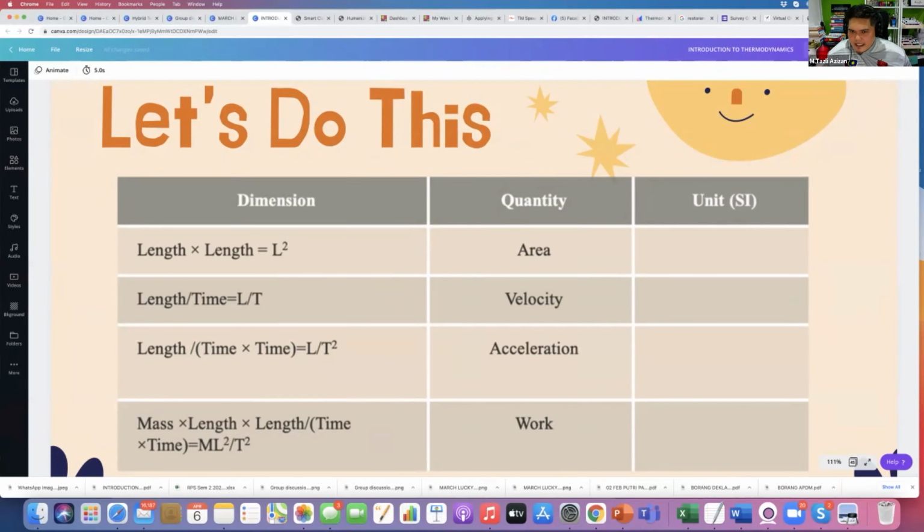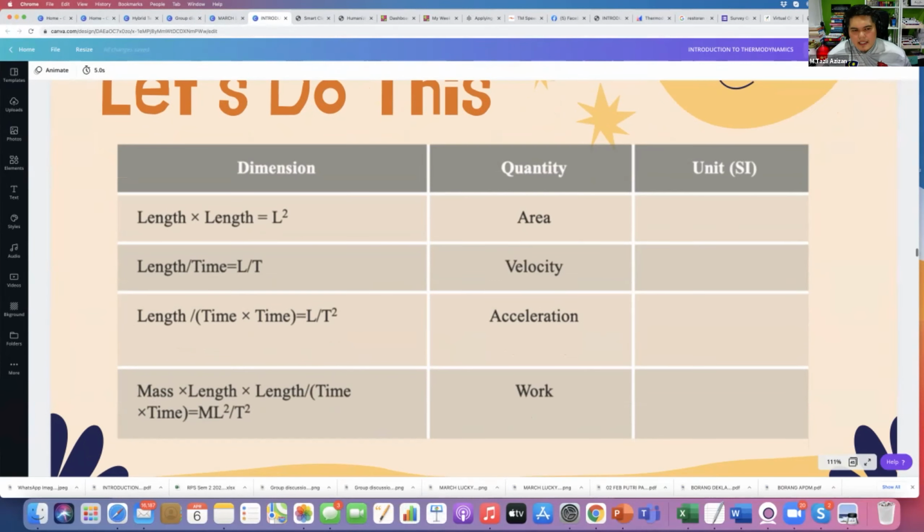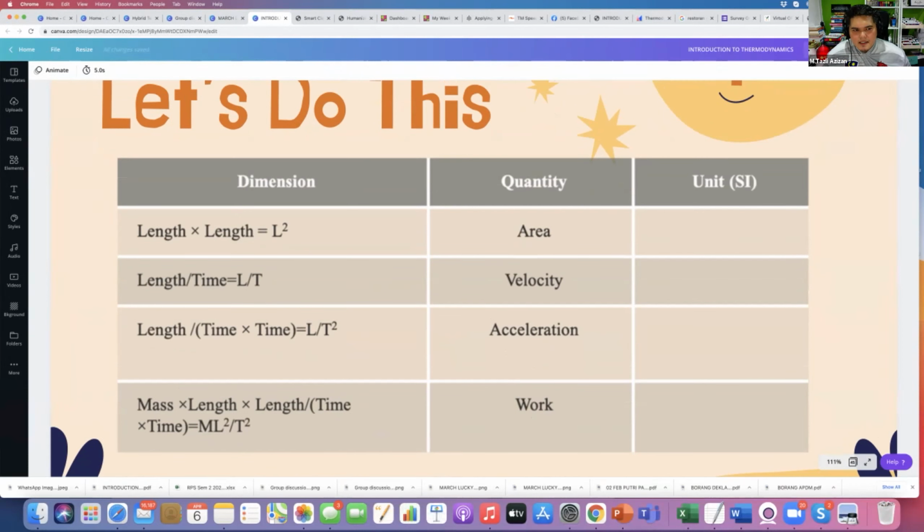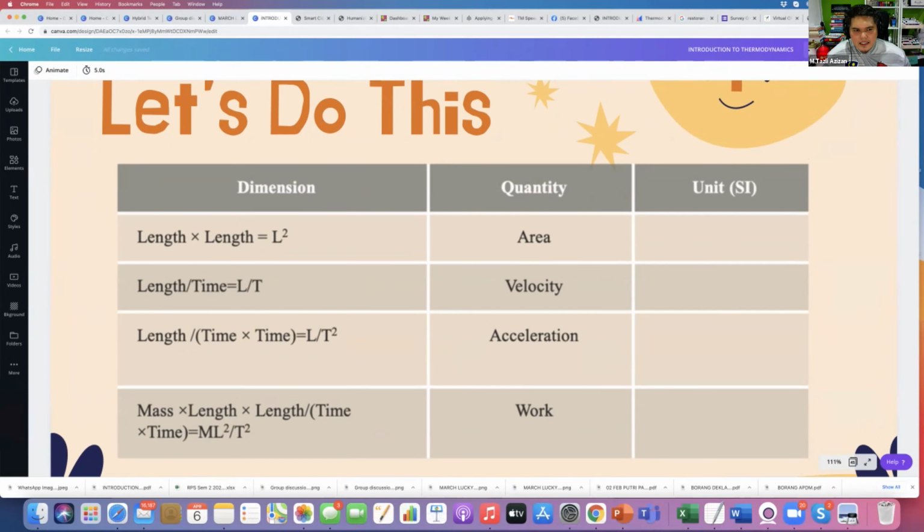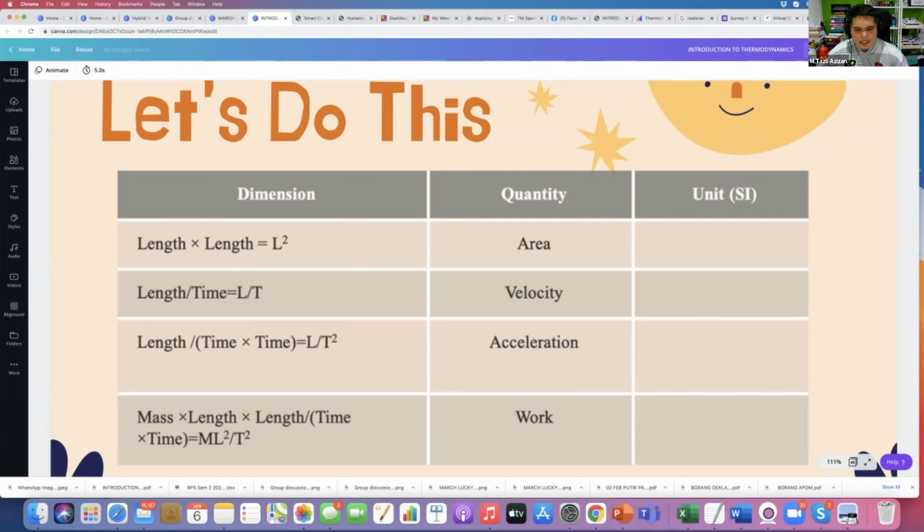So I would like you to find out the SI units being given here. When I put the dimension here, length times length is L square, so we call it area. Length over time, L over T, is velocity. Length over time square is acceleration. And mass times length divided by time square is work.